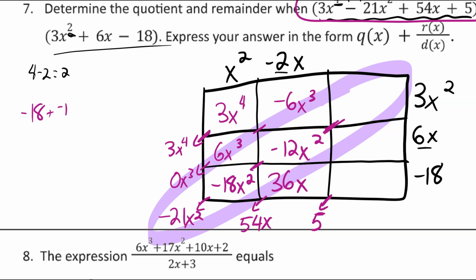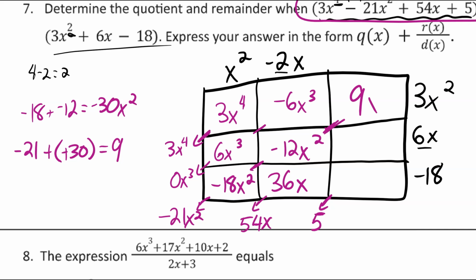Currently, altogether, I have negative 30x squared. And I want that to add to negative 21. So if I take those coefficients, and you might already see what it has to be, and subtract them, negative 21 minus negative 30, that would just be adding 30, and that would be 9. So I would need a 9x squared there.